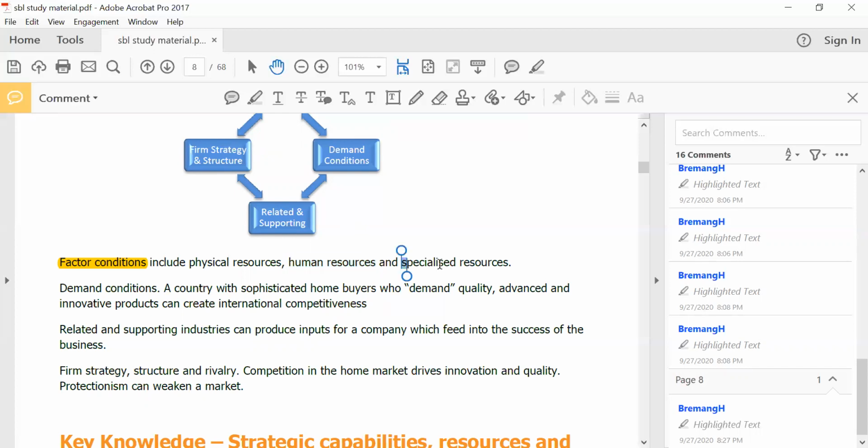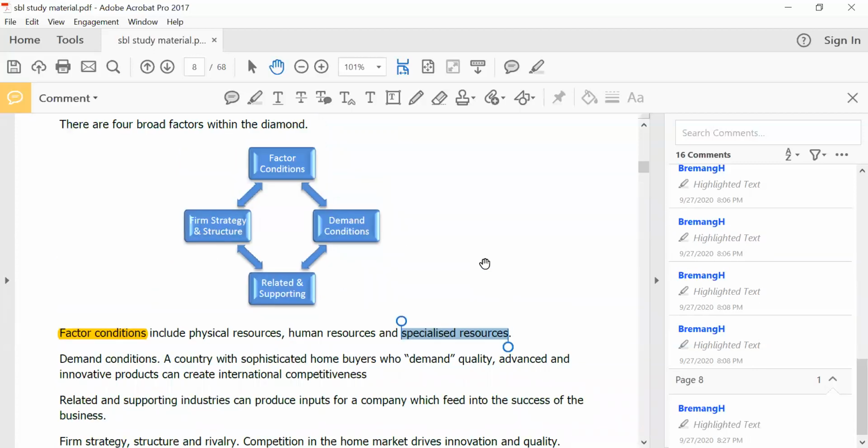Specialized resources: maybe you are the only one who has that specialized resource. In that case, in that location, you are the only one who has the physical resources, the human resources, and the specialized resources. In terms of factor conditions, you are going to be very competitive in some location. Some firms are actually known for specific things; KFC, for example, is competitive in its own perspective, right? Looking at factor conditions, if I want my company to become competitive, I can look at them.